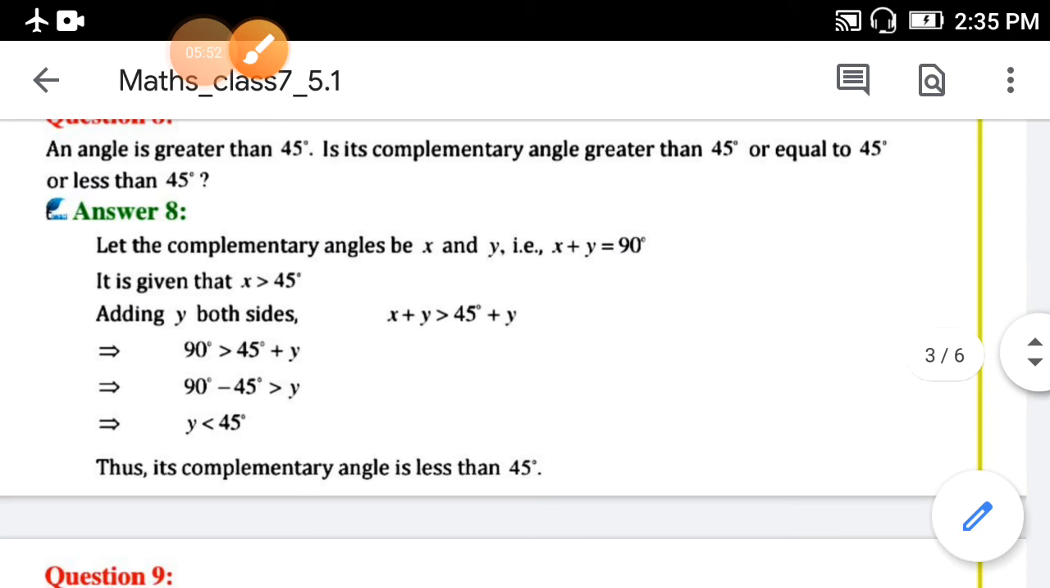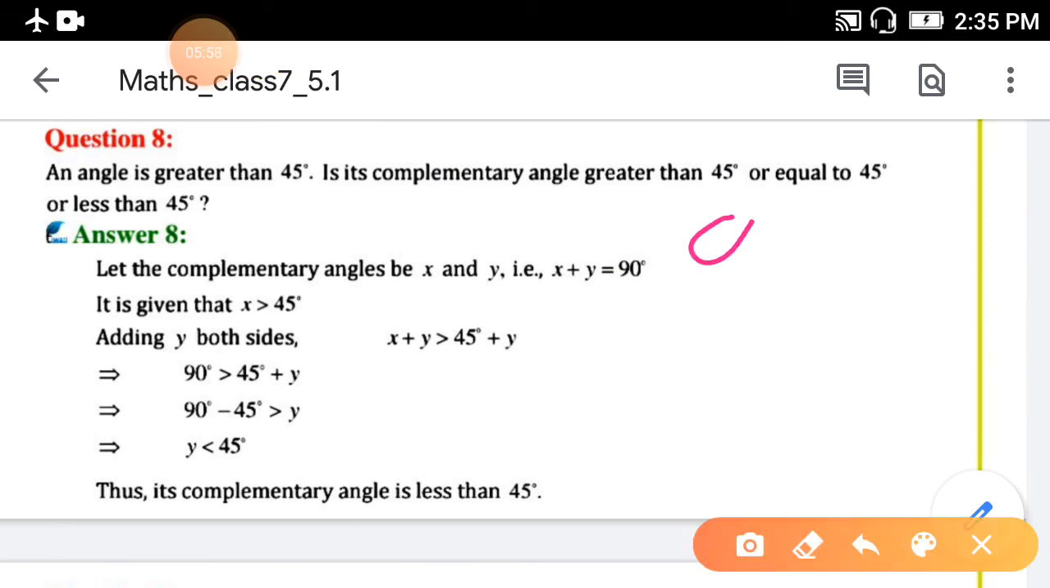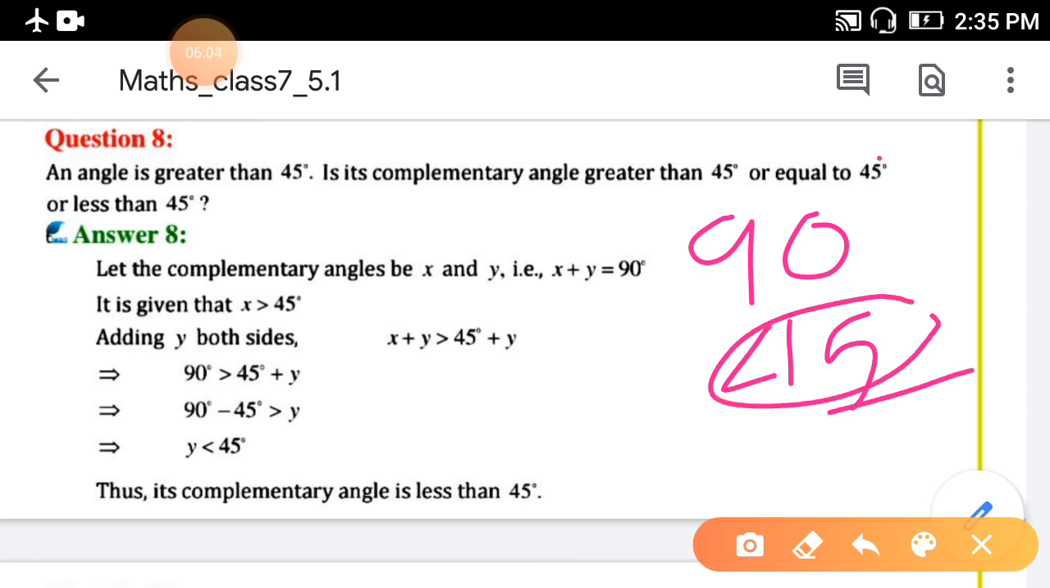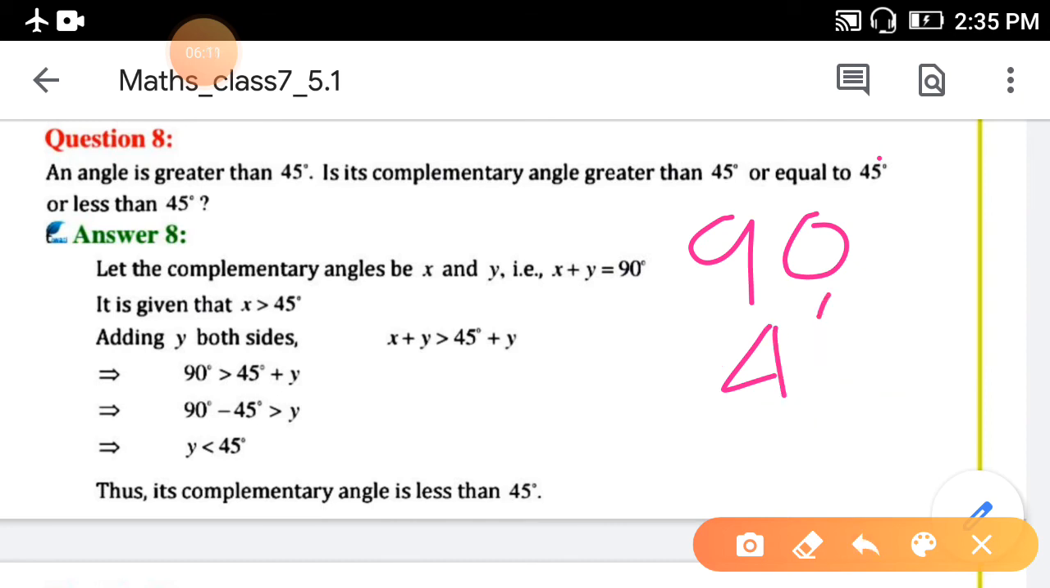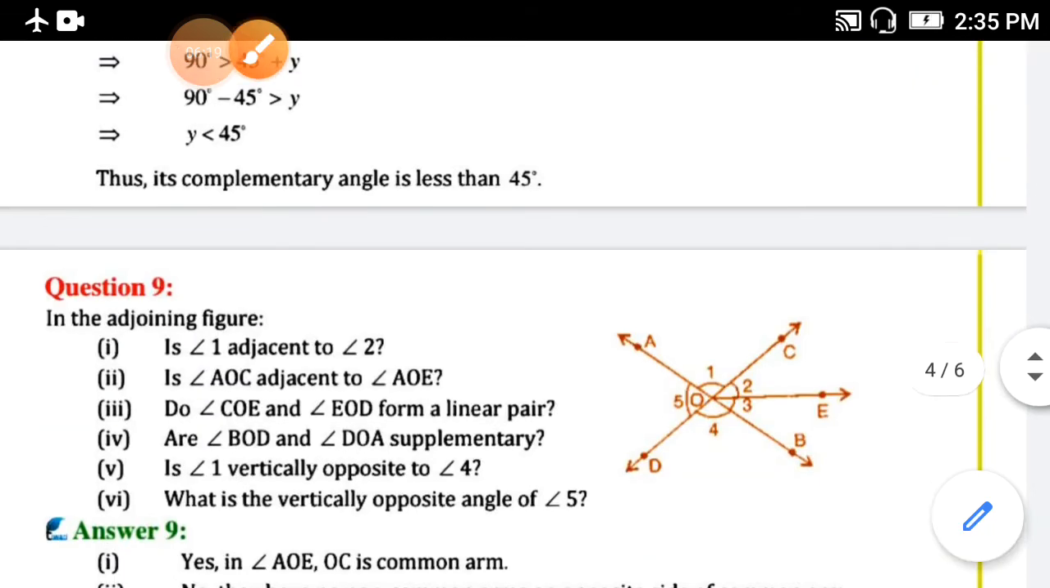Understood? Here one more thing, let me tell you. The sum is 90 degrees and one angle is 45 or more than 45. If it is 45, then the other angle will be 45. If it is more than 45, if it is 46, then you will get 44. That's why its complementary angle is 45 or less than 45.